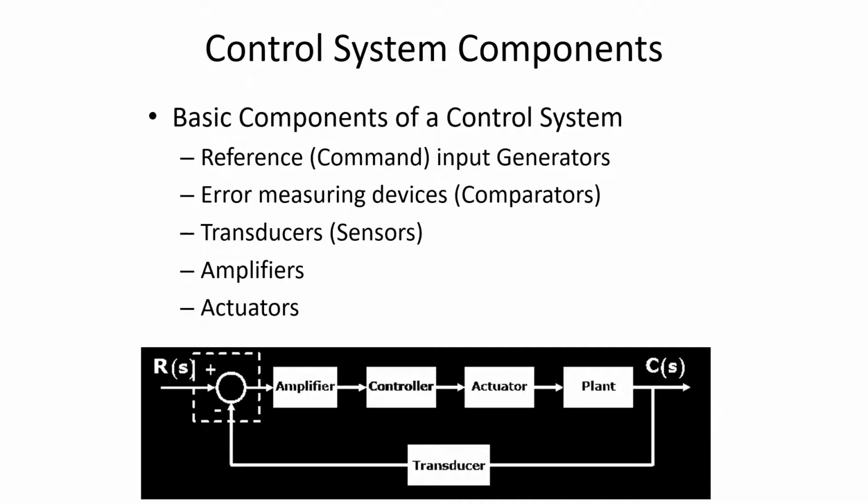The output is sensed with the help of the transducers, and the comparator compares the output with the input reference. The difference, or the error, is amplified, and then with the help of a controller it is allowed to control the actuators, which in turn control the plant or the system to accelerate or decelerate to get the desired output.